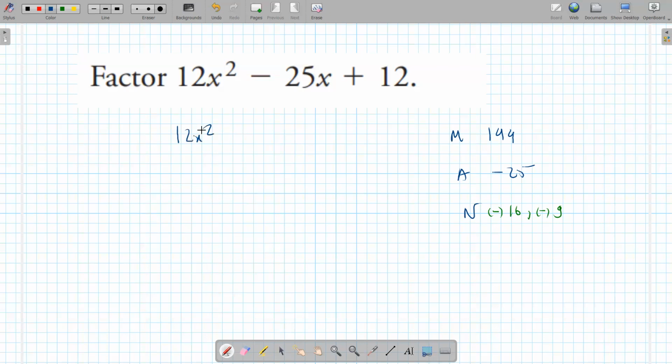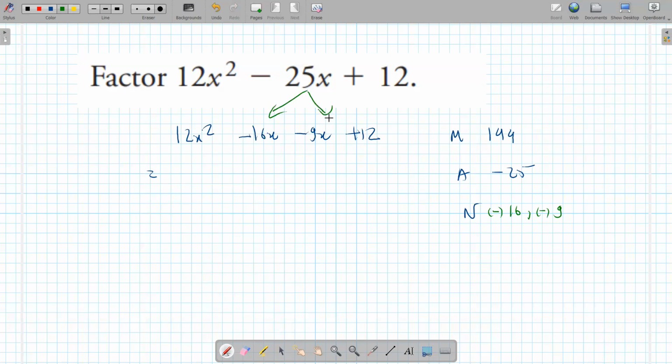So what do we do with that information? We're just going to write it like this. You're going to break down the middle guy. Every single time the A value is more than 1, you are going to break the central term apart and factor by grouping.